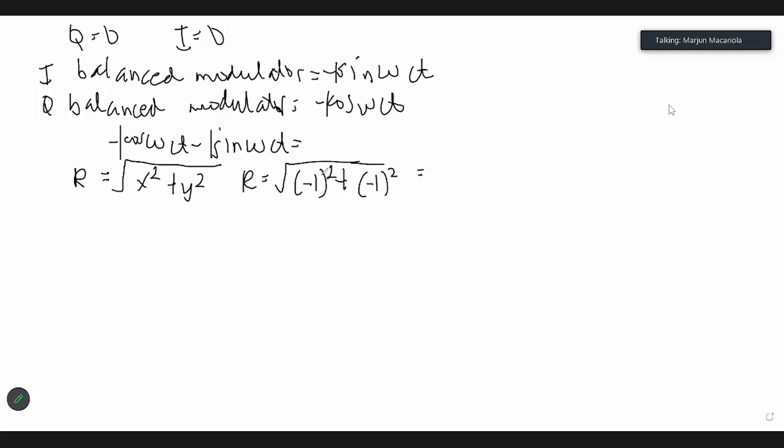Okay. So, yan ang problema nyo. Ang tamad pumindot sa calcu. Tapos, pagdating ng exam, sasabihin nyo mahirap.